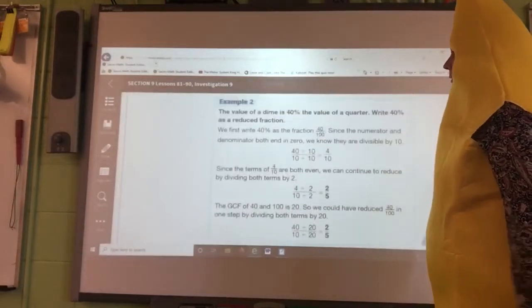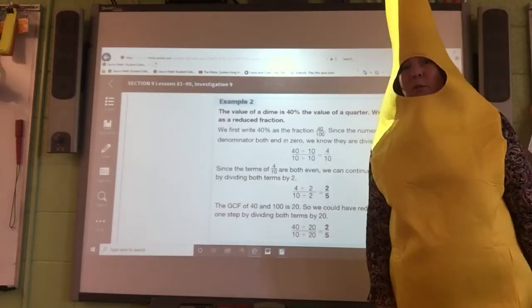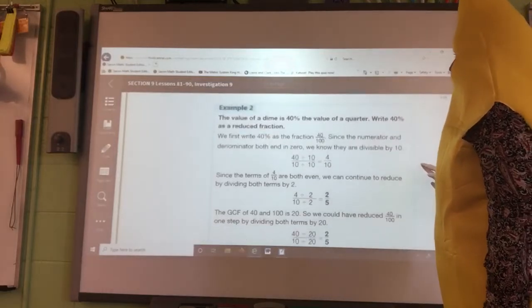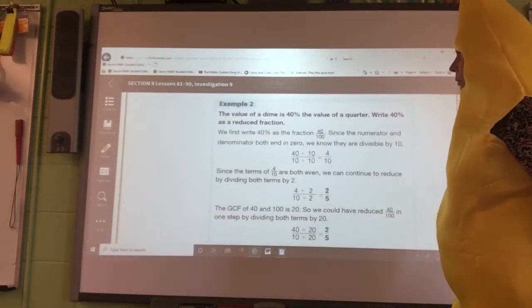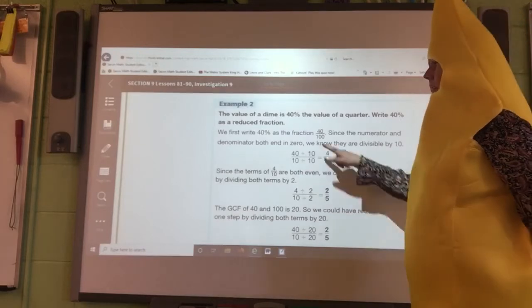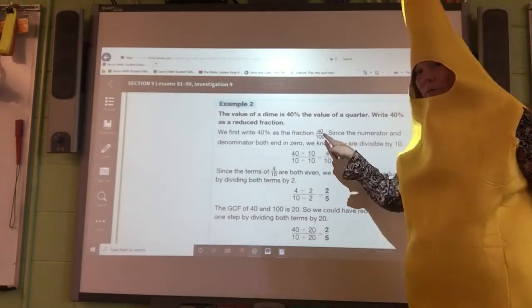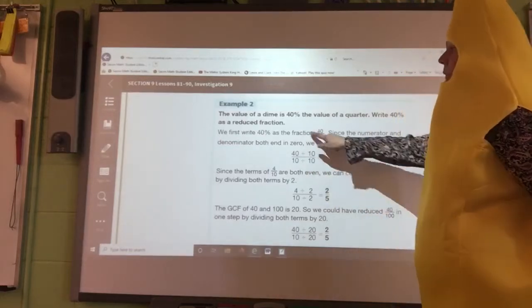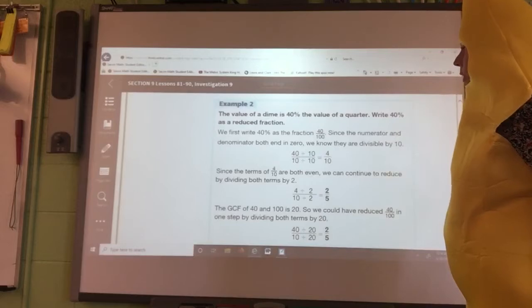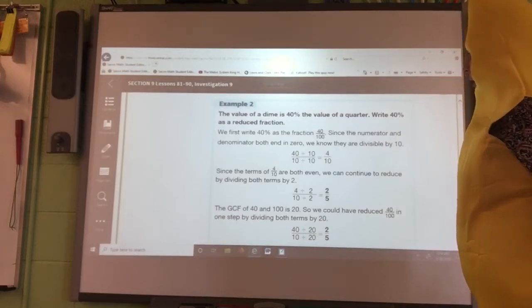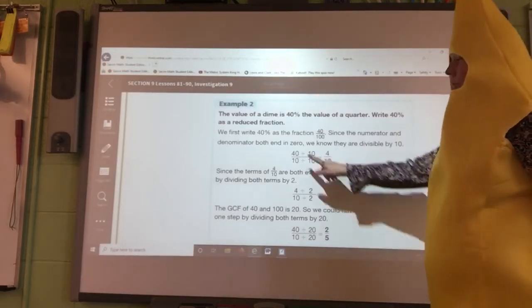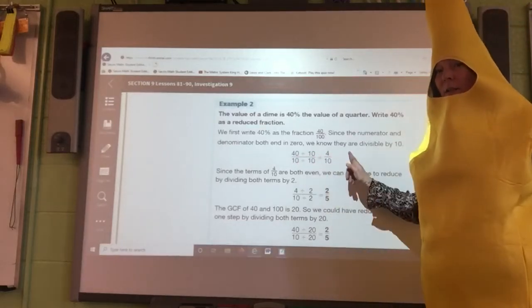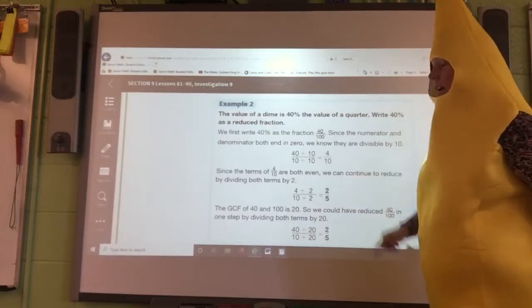Our next example. The value of a dime is 40% of the value of a quarter. Write 40% as a reduced fraction. So, remember, percents are in the hundredths. So we have 40%, 40 over 100. Since the numerator and the denominator both end in 0, we know that they are both divisible by 10. So here we go, 4/10.